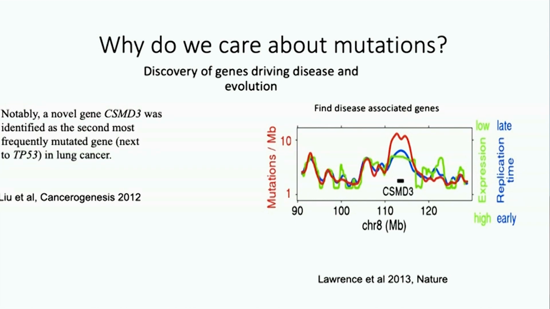Okay, let's go through these points. In 2012, the gene CSMD3 was associated with lung cancer. This happened because there were excessive mutations in this gene, compared to, let's say, a flat estimation of mutation distribution across the genome.